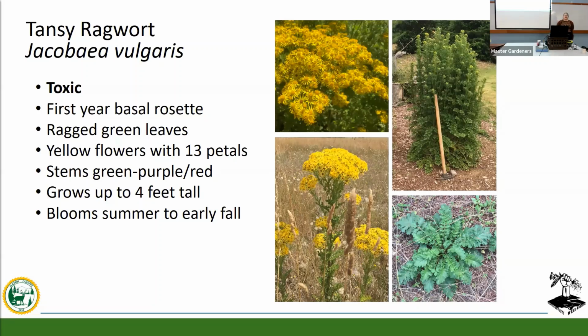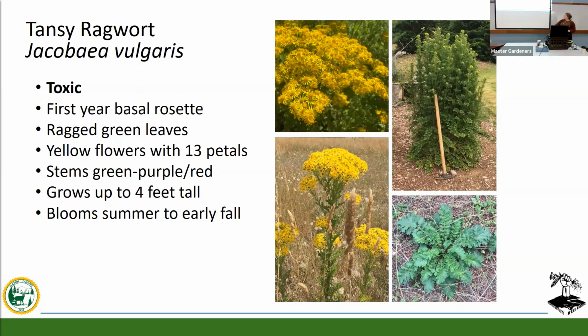So it'll spend a year as just a rounded patch of ragged leaves. And then it will bolt during the second year. It will produce the flowering stem. This flowering stem is a cluster of yellow flowers, produced in a cluster at the top of the stem. You can see in the top picture, there's many flowers in that cluster, and they have 13 petals that are surrounding an orange center.